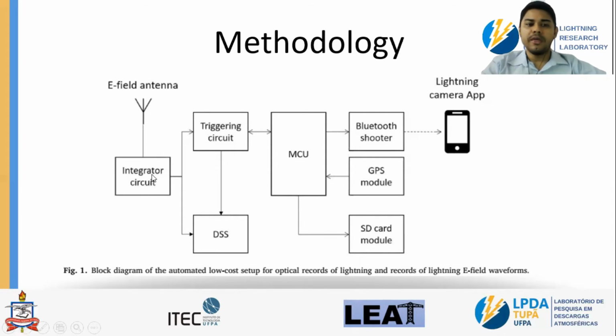Well, if an electric field passes a certain threshold, the trigger circuit sends a pulse to the DSS and to the microcontroller. When the microcontroller receives this pulse from the trigger circuit, it sends another pulse to the Bluetooth shooter, and then we start to get the lightning image. And at the same time, we have the GPS timestamp.